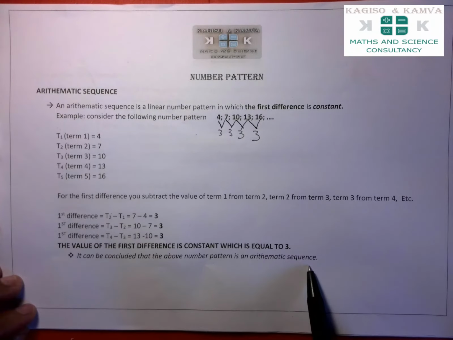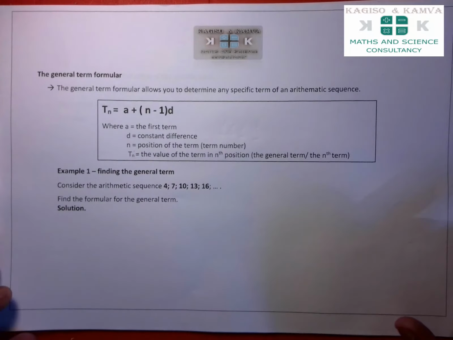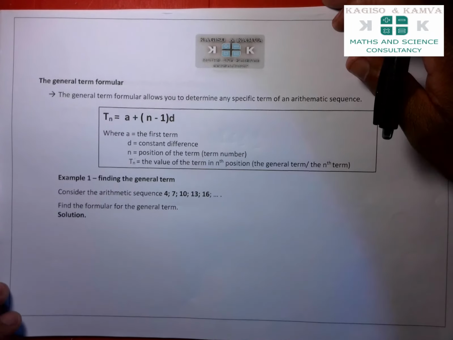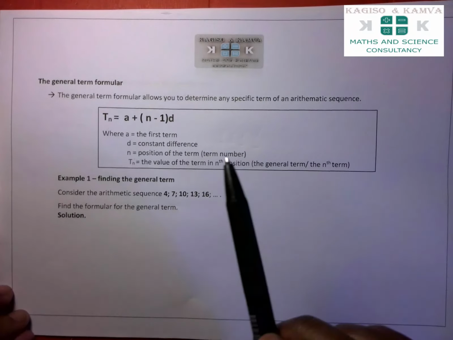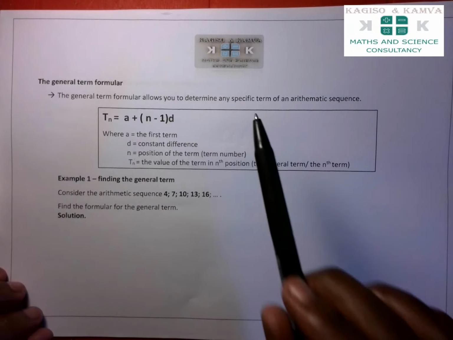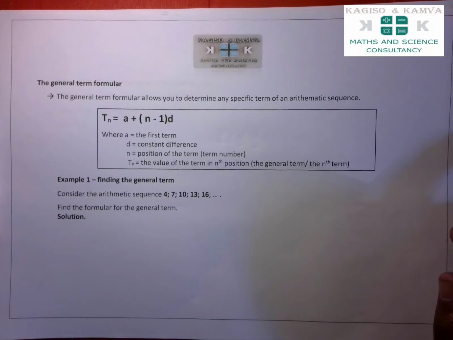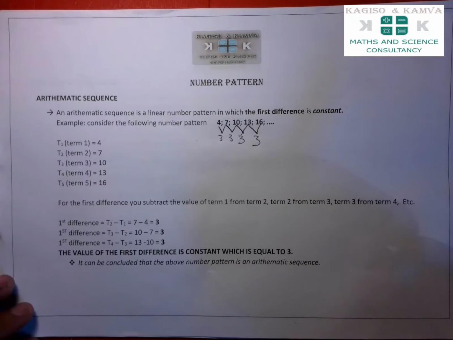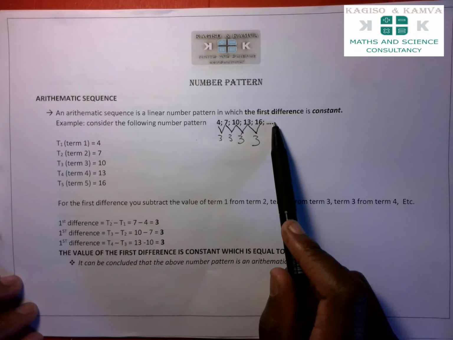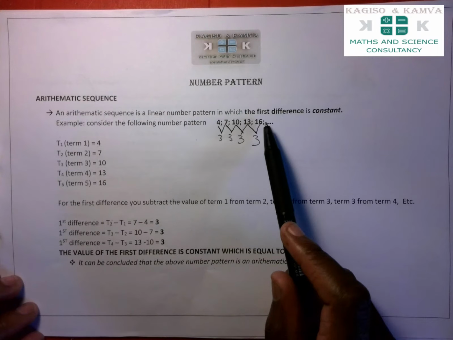Now, the general term formula allows you to determine any specific term of an arithmetic sequence. For example, the following term, which is term number 6: we can see that they are adding 3 on each term to get the next term. So 16 plus 3, we have 19.